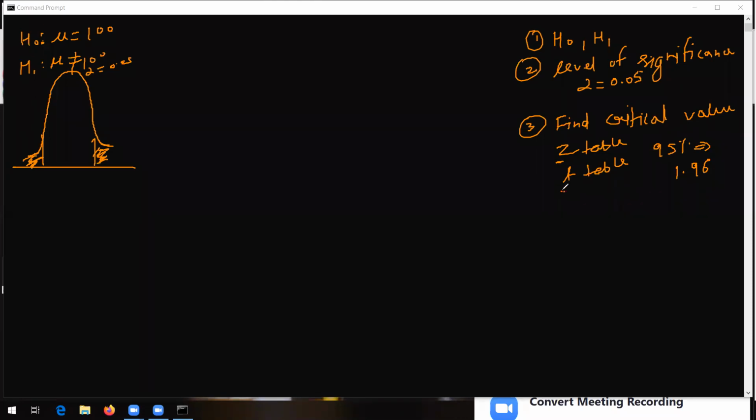Now, when to make use of the z table and when to make use of the t table. If the population standard deviation is known, then you always make use of the Z test, and that is the Z table. What I am trying to say is, if you are aware of the population standard deviation, then we always make use of the Z table. That means we always need the Z value.